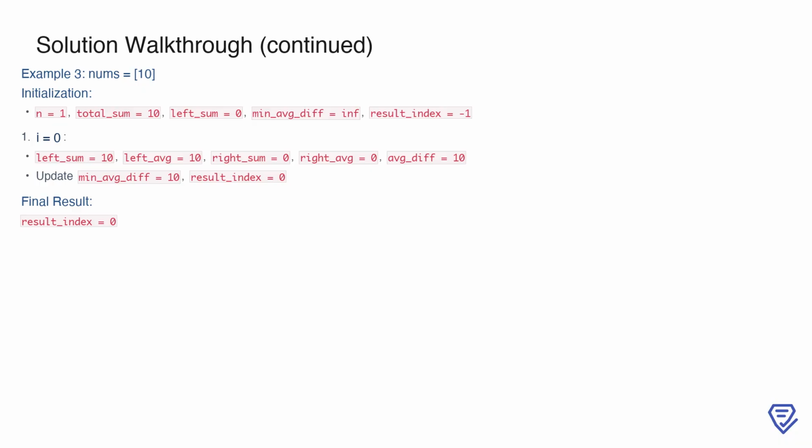The right sum, calculated as total_sum minus left_sum, is 10 minus 10 equals 0, and since there are no elements on the right, the average is 0. The average difference, average_diff, is abs(10 - 0) equals 10. Since this is smaller than min_average_diff, we update min_average_diff to 10 and set result_index to 0. As there is only one element in the array, the final result is result_index equals 0.